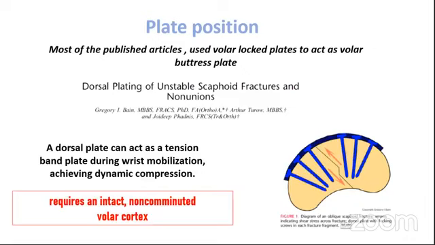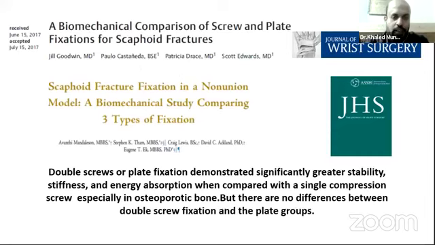قول لنا بقى according للليتريتشر يا خالد، comparison بين الديفرنت ways of fixation سواء مسمار أو اتنين أو شريحة. There is no available mechanical studies in the literature, but there is a biomechanical study comparing the screw and the plates, and one screw and double screw. Double screws or plate fixation demonstrated significantly greater stability, stiffness and energy absorption when compared to the single compression screw, especially in osteoporotic bone, but there is no difference between double screw fixation and the plate groups.